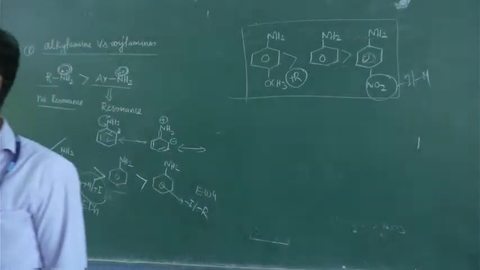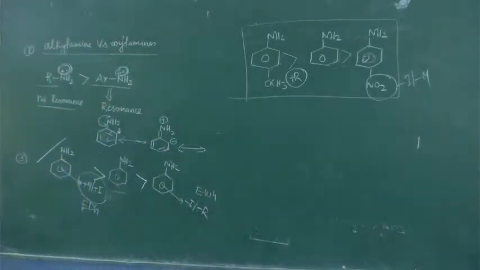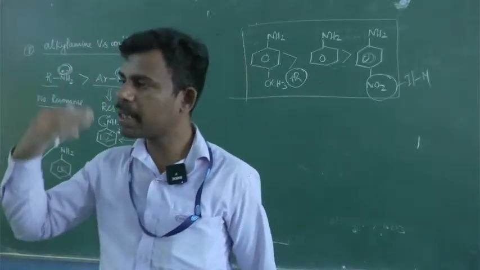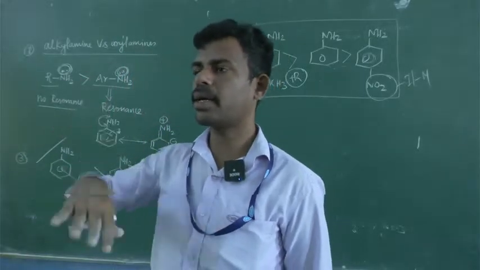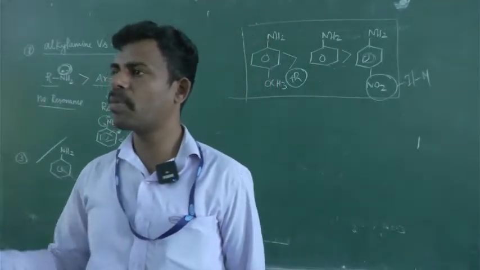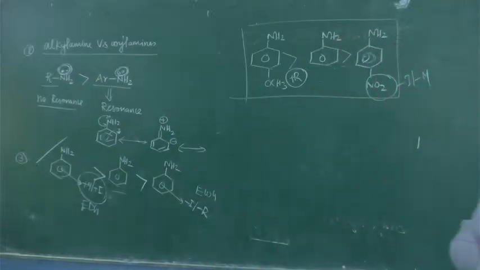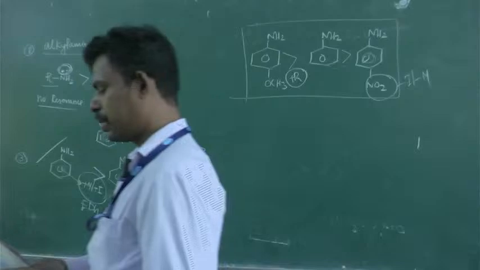So first, you have to go for alkylamine versus ammonia. Alkylamines are more basic when compared to ammonia. Second, you have to go for alkylamine versus arylamine. Alkylamines are more basic when compared to arylamines. Among the arylamines, electron donating group is going to be more basic when compared to electron withdrawing groups. This is how you have to classify. Is it clear? Next, examples.